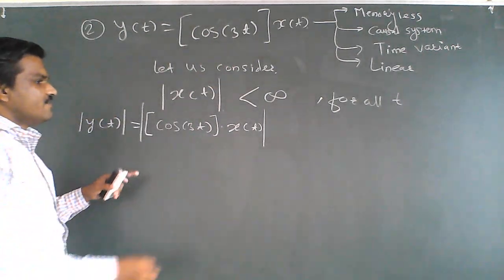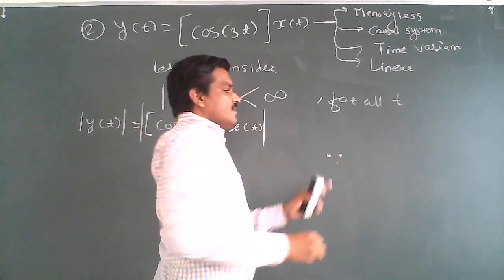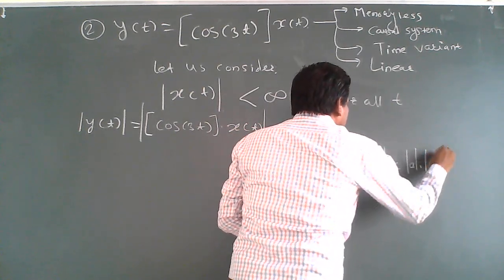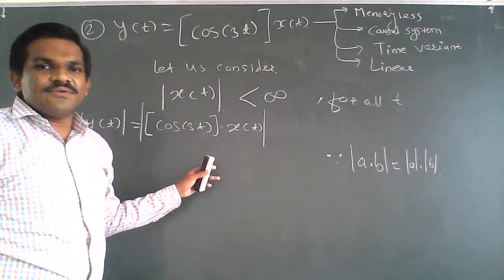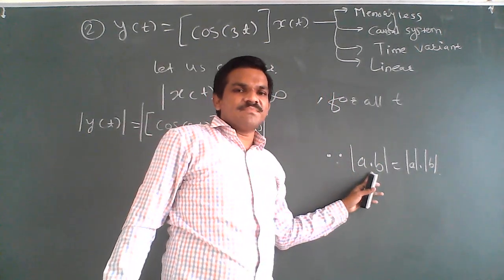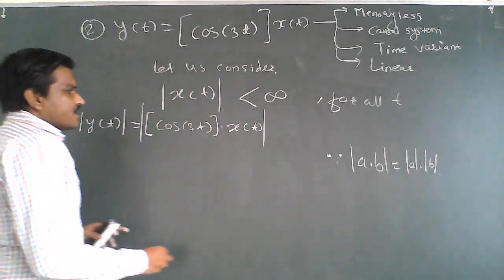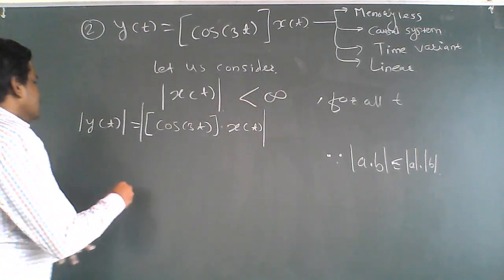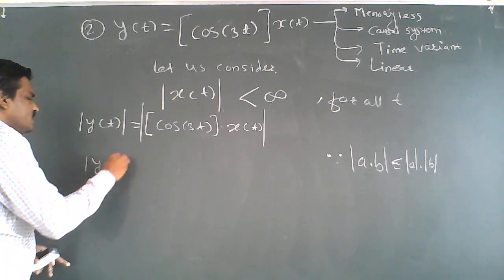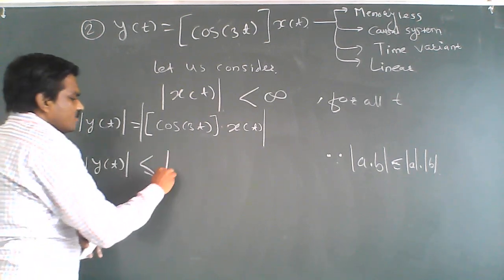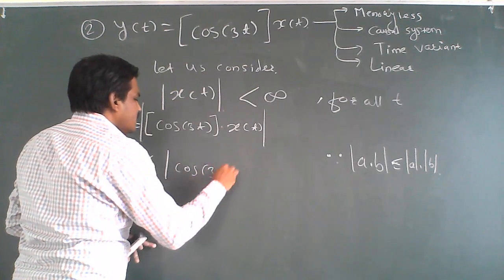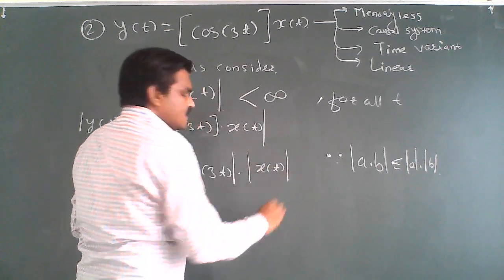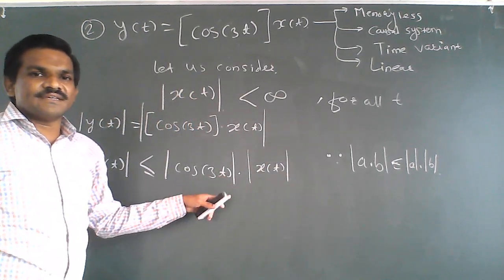Now by definition, or you can say a formula, mod of a into b is less than or equal to mod a into mod b. This is not the dot product, this is multiplication. So mod of y of t is less than or equal to mod of cos of 3t into mod of x of t.